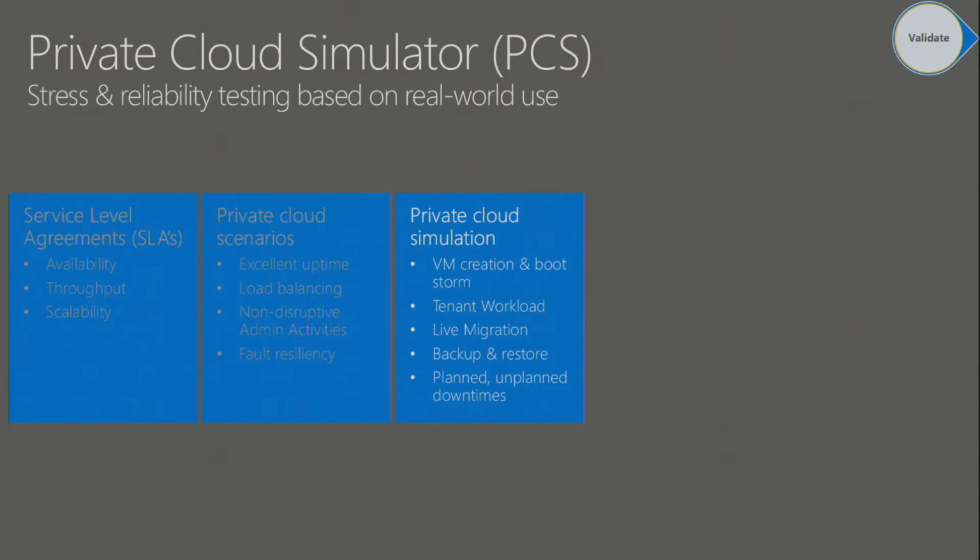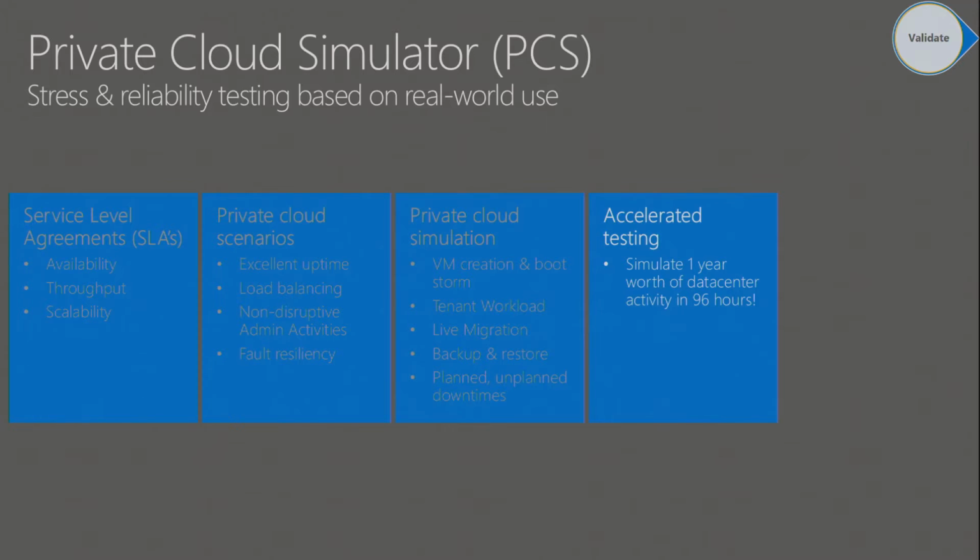Then there's private cloud simulation, where we create a number of fixed size VMs across the cluster. We simulate a boot storm of these VMs. We move tenant workloads around. We do live migration of VMs. We do backup and restore, planned and unplanned activities, like someone tripped on the network cable. What happens then? Or your drive fails, your drive gets corrupted, your HBA fails, NIC fails. Things happen in a private cloud environment. We want to test all those scenarios, and try to capture as much of the real-world scenarios as we can into these faults and actions that we do on the hardware.